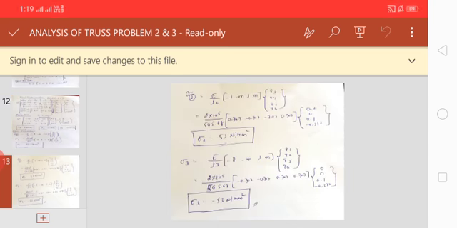Similarly, you go for calculation of sigma 2 and sigma 3 for the other elements. See, this is how we calculate our nodal displacement values along with the stresses induced in the elements due to the application of 150 kilonewton acting at node 3.